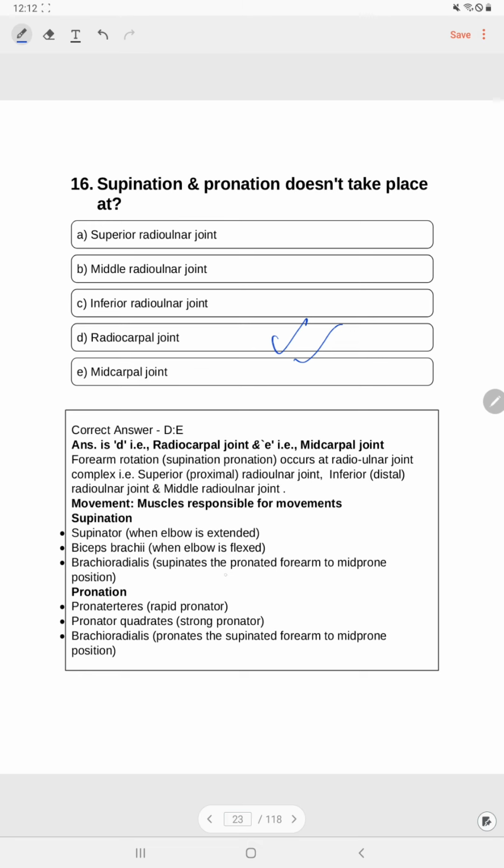Brachioradialis supinates the pronated forearm to mid-prone position. Pronation: pronator teres, rapid pronator, and pronator quadratus, strong pronator. Brachioradialis pronates the supinated forearm to mid-prone position.